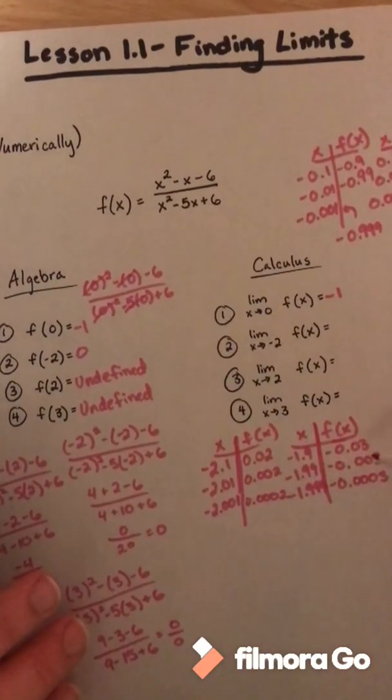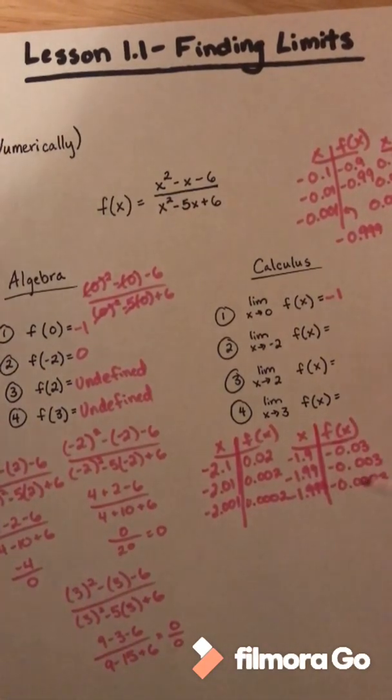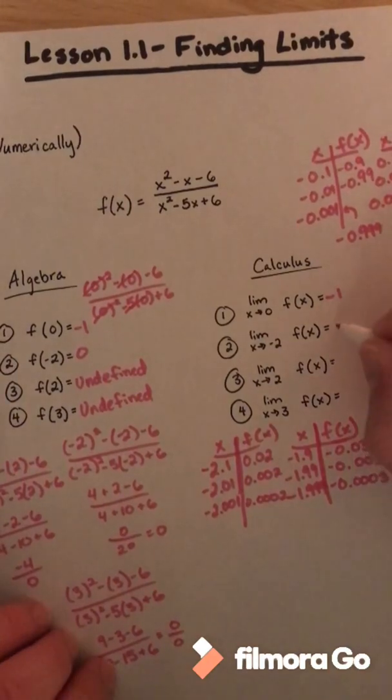Notice I plugged all these numbers in and got these f of x values out. I got negative 0.03 when I plugged in negative 1.9. I got negative 0.003. Again, I'm rounding here. It was actually 2.5, or excuse me, 2.5 at the end, so I rounded. Negative 0.0003. They seem to be getting smaller and smaller as I go, closer and closer towards 0.